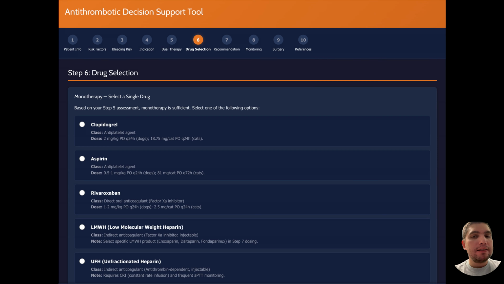Now with the drug selection, you have step number 6. So basically you need to choose one of the 5 options, which are usually available to veterinarians. And these options are clopidogrel, aspirin, rivaroxaban, low molecular weight heparin, such as enoxaparin and dalteparin, and unfractionated heparin. Again, we don't have a lot of evidence to say which option is the best in this specific scenario. I would definitely not choose aspirin, especially if I have access to clopidogrel.